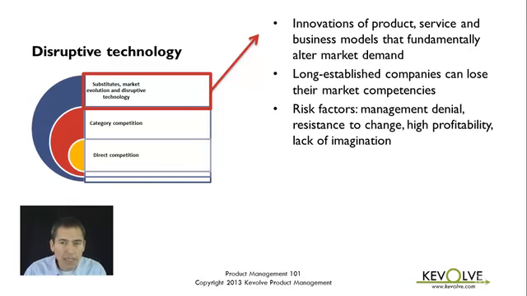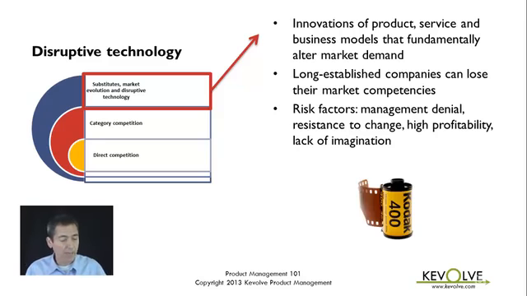Let's talk a little bit more about disruptive technology. These are innovations in products and services that fundamentally alter market demand. And often long-established companies, you might be one, can lose their market competencies. They can lose their market dominance. And there are some risk factors in this. So you have to think about your own management teams or maybe yourself. There can be management denial, there can be resistance to change, and a funny one, high profitability. But if you've got very high profitability, it often makes companies blind about what's happening in the market and resistant to change. And sometimes lack of imagination.